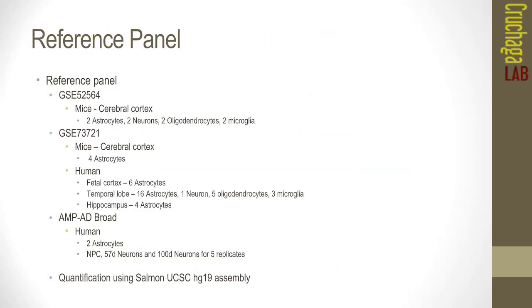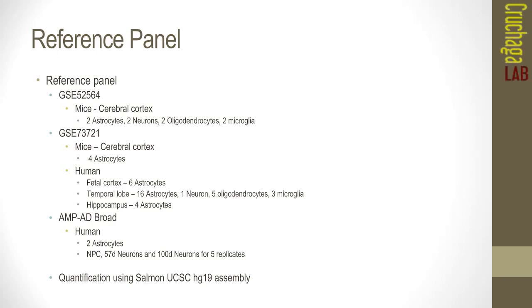There are plenty of different deconvolution methods and algorithms that are publicly available, and all of them rely on an external reference panel, the expression signature of the different cell types that make up the tissue of interest. So it's critical to build a good reference panel. In the brain, there are not a lot of resources available, so we accessed a broad amount of publicly available cell-type-specific expression data.